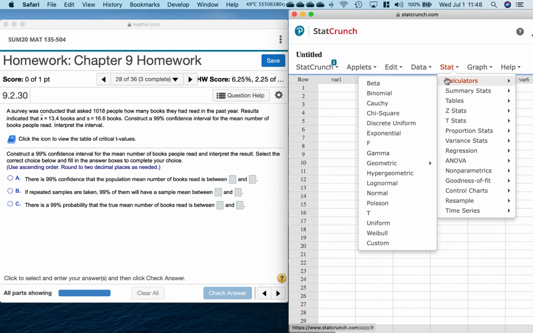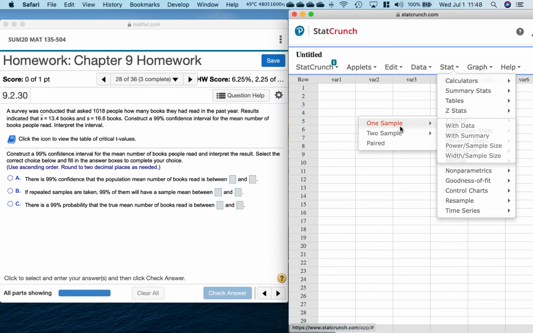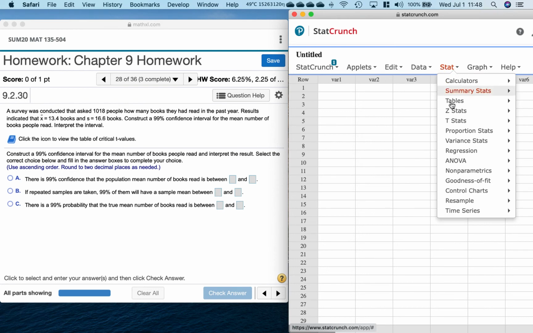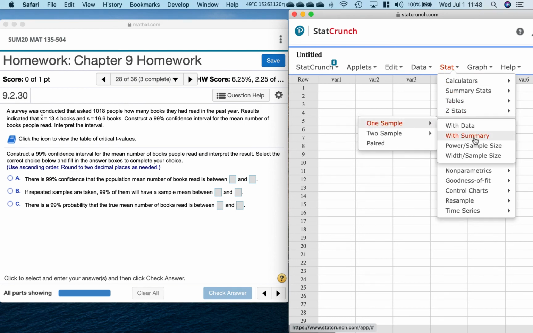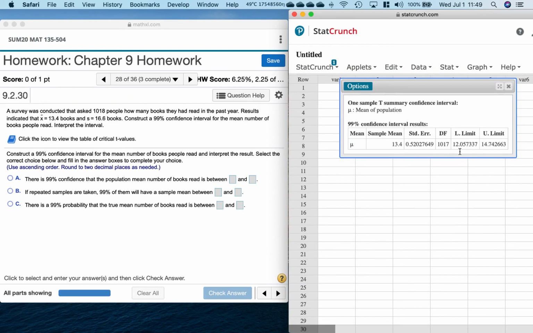So we come over here to stat, calculators, stat, and then we want t-stats. We have a one sample t-stat, and we have summary data. Our sample mean right here is 13.4, our sample standard deviation s is 16.6, and the sample size, we are told, is 1018. Now we come down here just like we did, switch this over, and we want a 99%. We're not going to do anything else. Just click compute. And again, notice here, round to 2 decimal places.